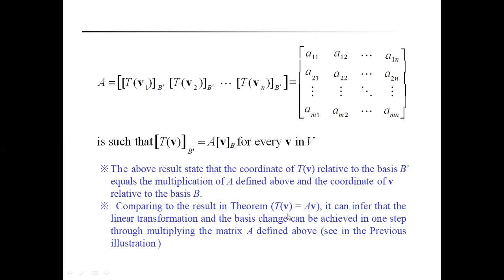Comparing the result with the theorem T(v) equals A into v, it can be inferred that the linear transformation and basis change can be achieved in one step by multiplying the matrix A defined above. The previous examples I already told you, T(v) is equal to A into v. By using that formula, here also we get the transformation and basis change achieved in one step by multiplying the matrix A defined above with the coordinate matrix of v relative to the basis B.